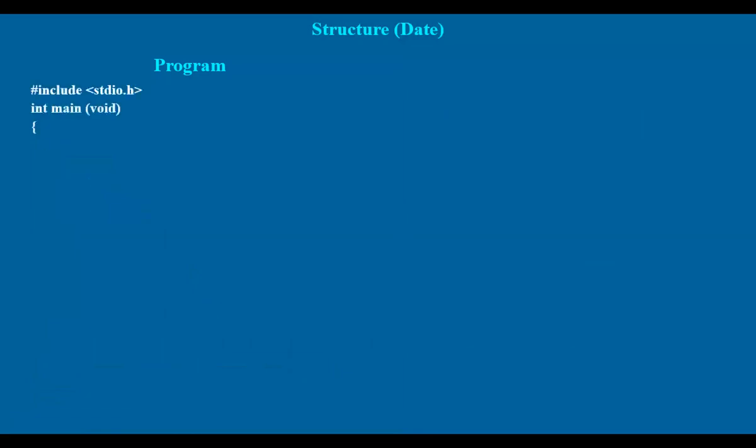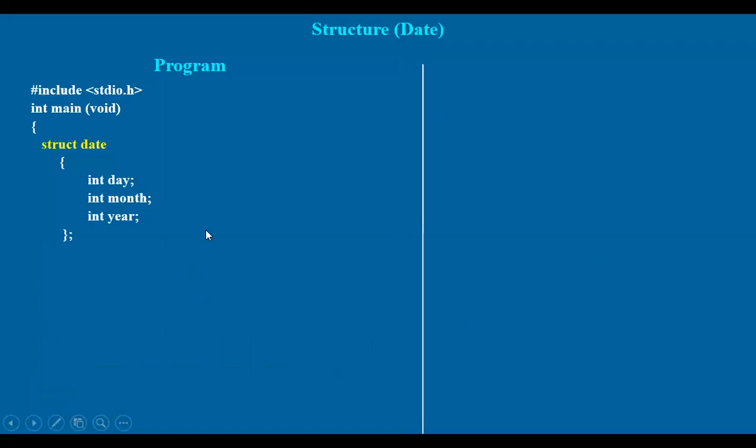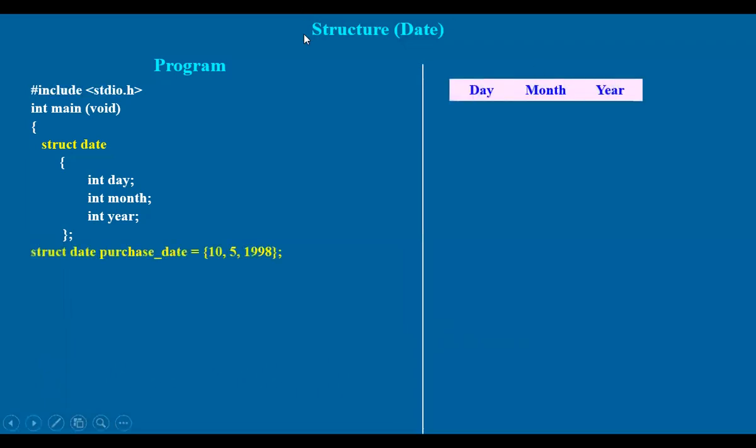Let's take another example. Structure date is taken, and we are defining the structure with the name date, so the fields are created. When you define a structure, the next stage is to declare the variable and initialize the data. The declaration part is over up to here.